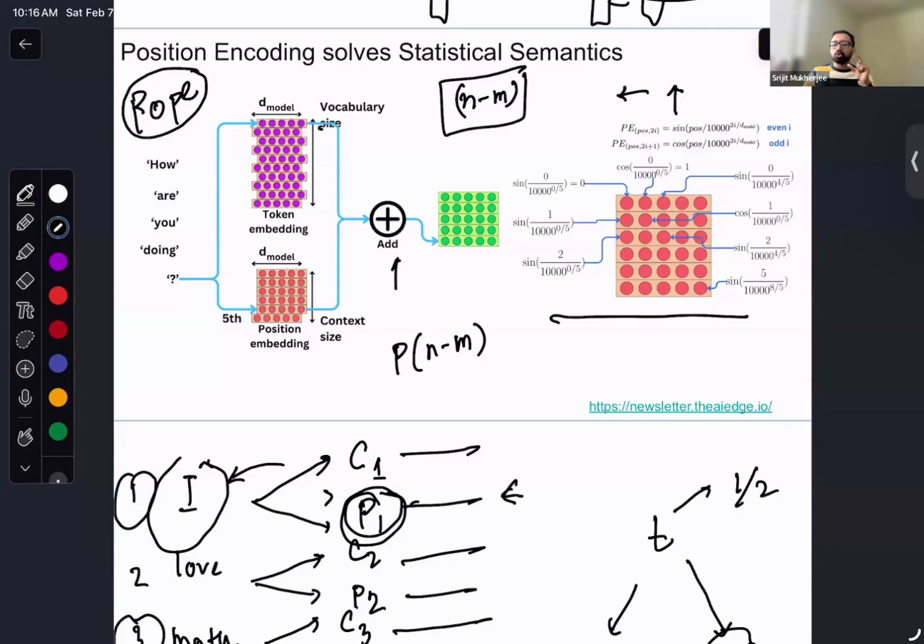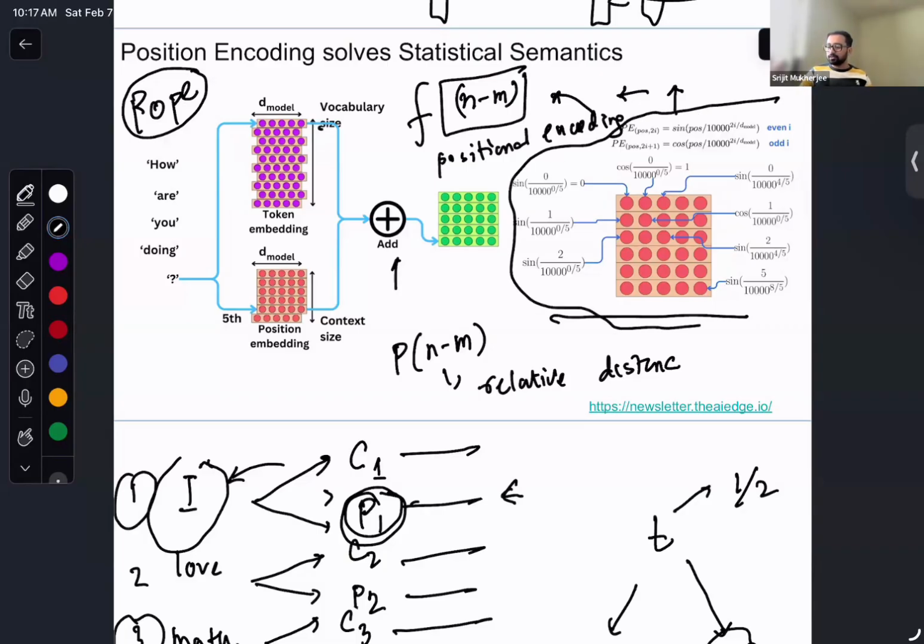So the position encoding should be a function of the relative distance of tokens. How? There is a mathematical proof of this, but that should be the basic idea. That's how. So you can think of why they created such an interesting token scheme.